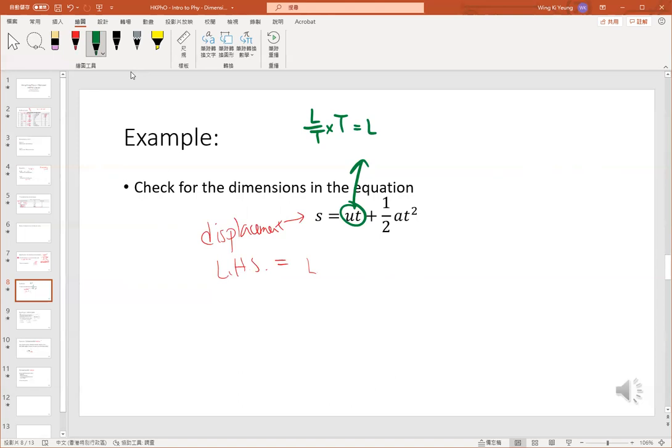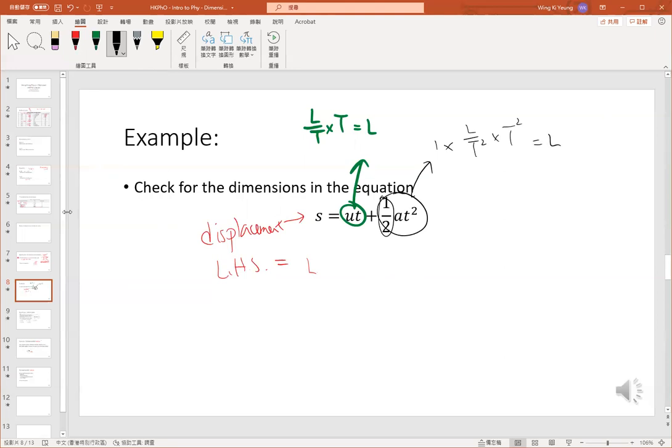And then let's check the next one. Now, 1/2, this is a number only. It has no dimension. Whenever you see a number there, the number has no dimension. You can say it as 1. And then A is the acceleration here in the formula. A has a dimension that is length over time squared. And then T is a time, so T squared has dimension T squared. And then you simplify it, you still get the length.